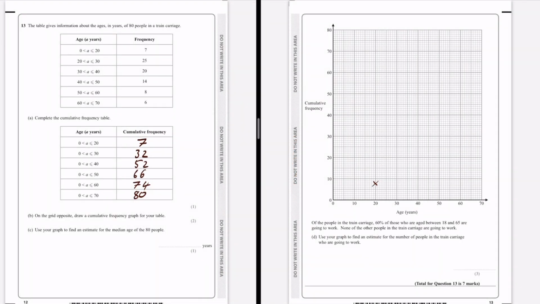To plot the cumulative frequency diagram, I plot each point at the end of the class width. That's the most common mistake, is plotting at the wrong spot. So I'm plotting it at 20, 30, 40, 50, 60 and 70. And then I'm going to draw a line going through those.